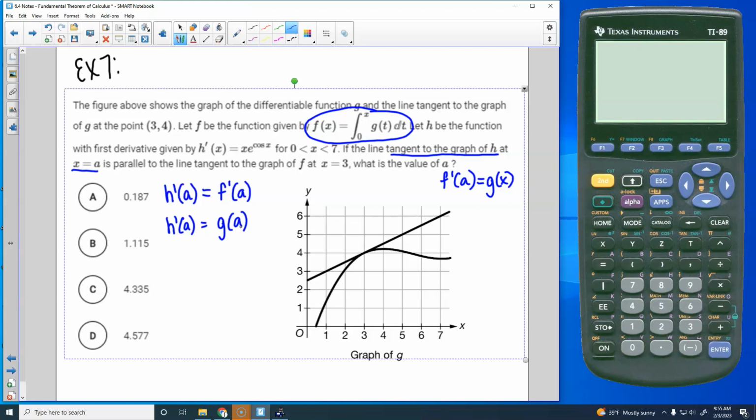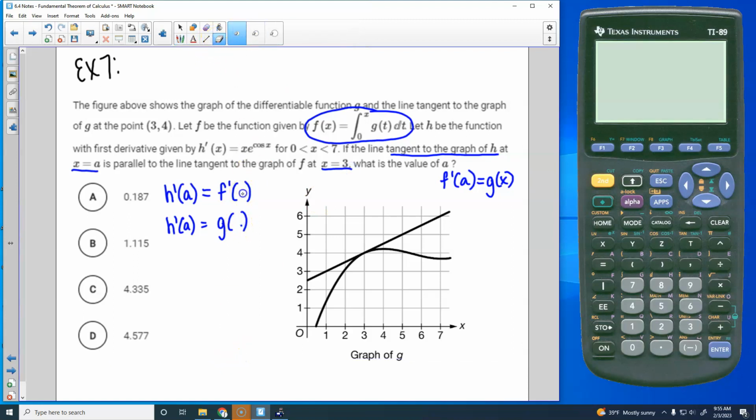All right. And in particular, they're telling us at 3. I shouldn't say a. I guess I should say 3 for this one because it said at 3. Let's change that to a 3. What is g of 3? G of 3 is 4. It is just the value. Because they're not asking us for the slope of the tangent line of the graph we're looking at. They're asking us for the slope of the tangent line of f, which is just g. So that equals 4.